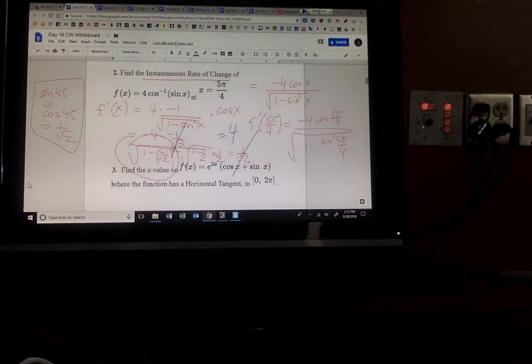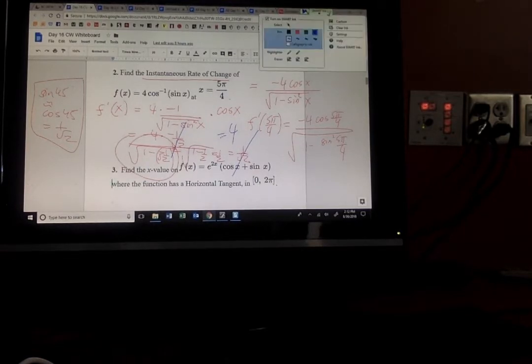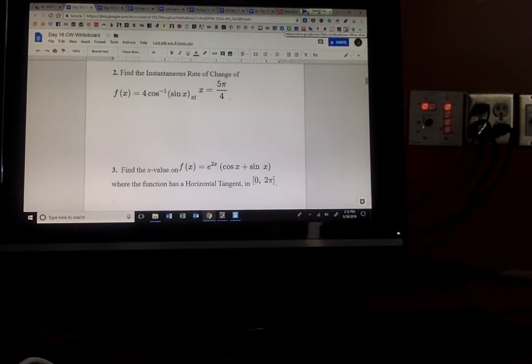Slow and steady. Again, the square root of 1 over 2 is 1 over radical 2. Repeat: that 1 over radical 2 cancels with that 1 over radical 2. Everything just vanishes. Negative 4 times negative 1 is positive. Okay? Alright.